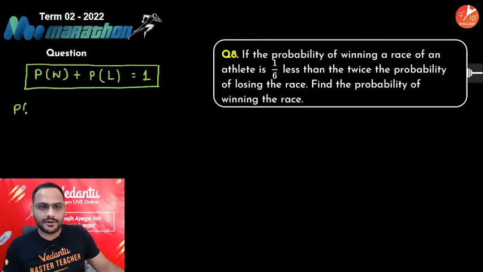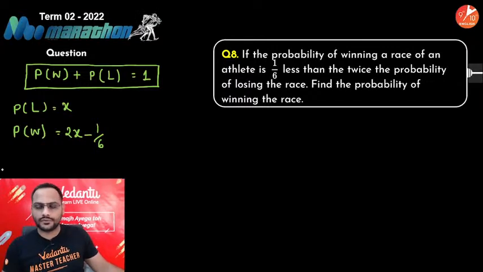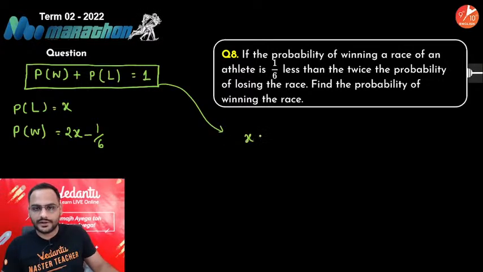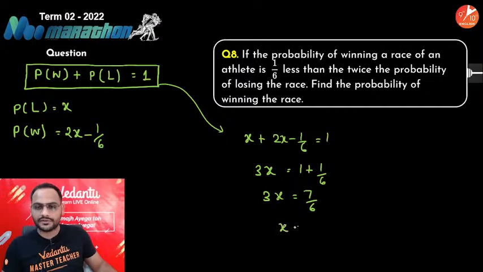Now the probability of winning a race of an athlete is 1/6 less than twice the probability of losing the race. So let us start with the probability of losing the race, let us say equal to x. Probability of winning will be 1/6 less than twice the probability of losing, so 2x minus 1/6. Let's apply this in the equation: x plus 2x minus 1/6 is equal to 1. 3x is equal to 1 plus 1/6, which is 6 plus 1, 7/6. So 3x is equal to 7/6 and x is equal to 7 upon 18.